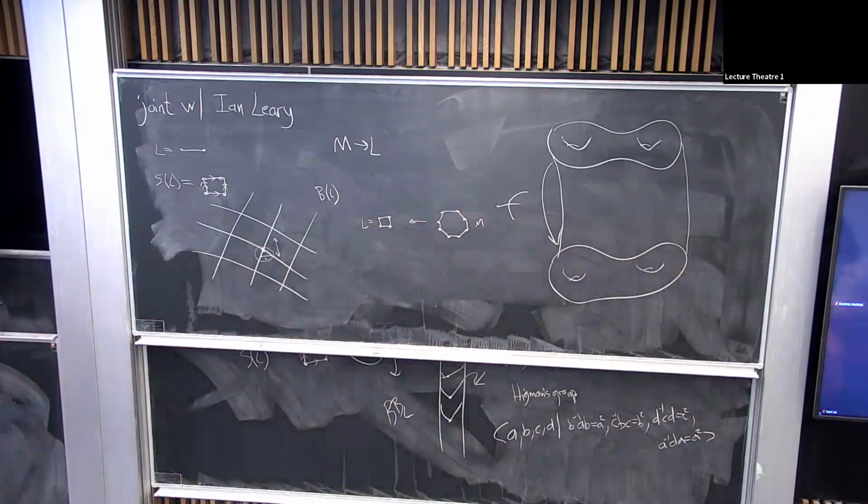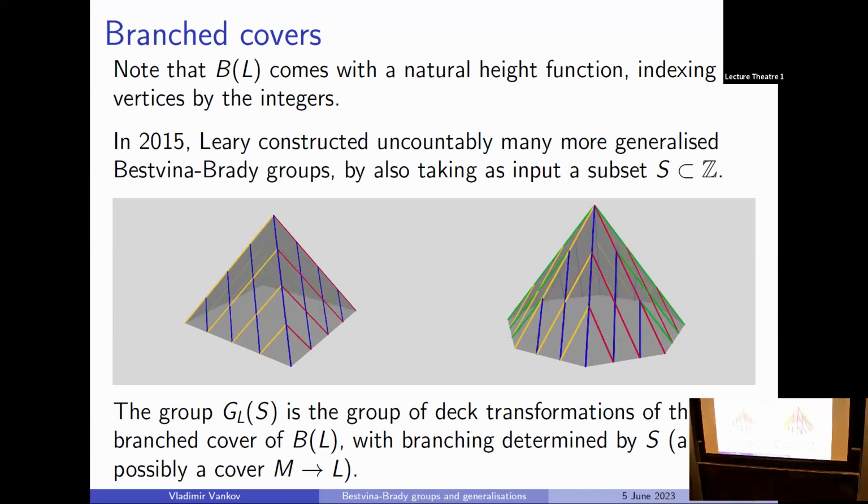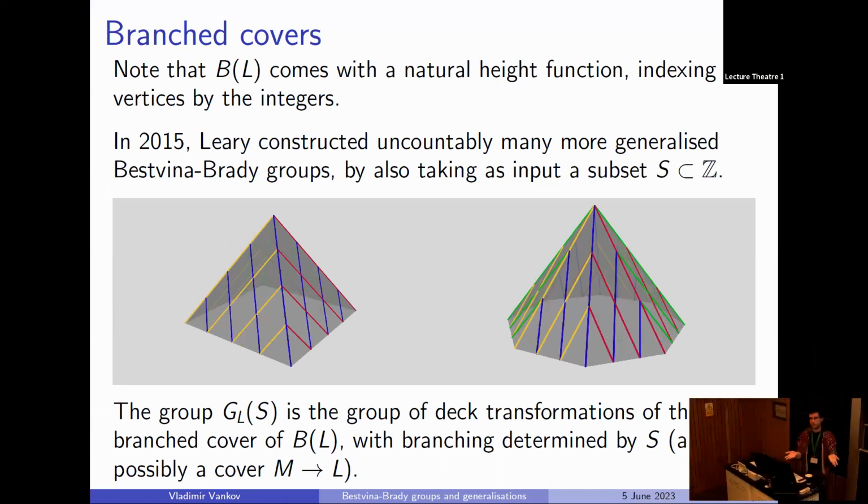It turns out this is a CAT(0) cube complex. And we can just look at the group of deck transformations of this branched cover. And so this gives us some group, which we can denote by G of L and S. So now as input, we have not just the complex L, but also a subset of the integers S. And this is what allows us to get uncountably many of these groups, because there are uncountably many different subsets of the integers. Okay, and so how are their properties related?